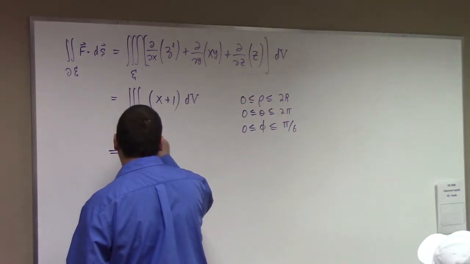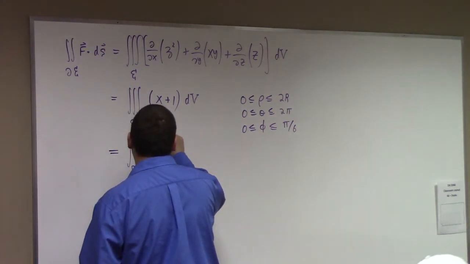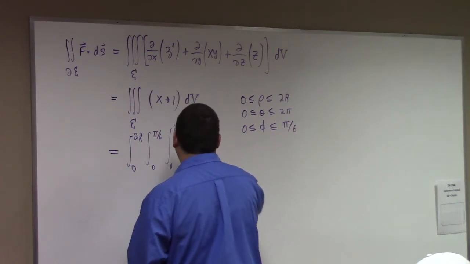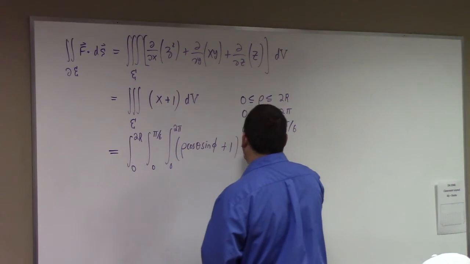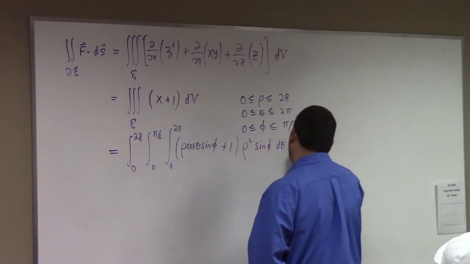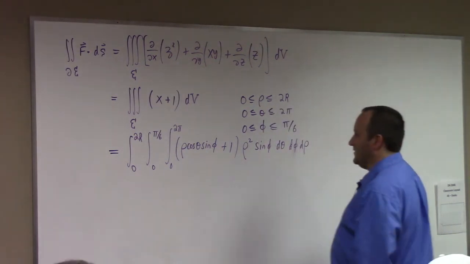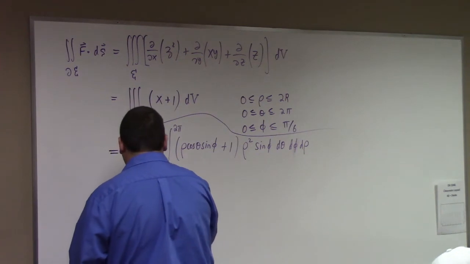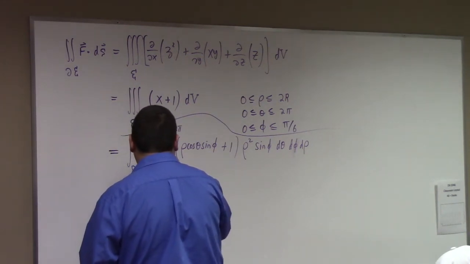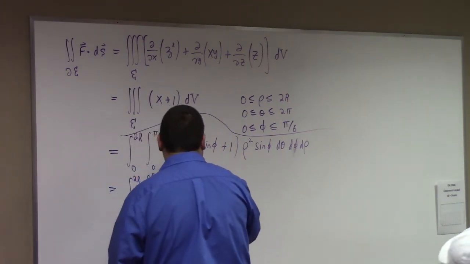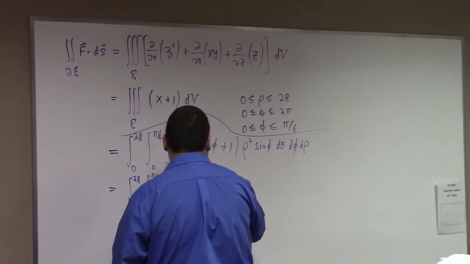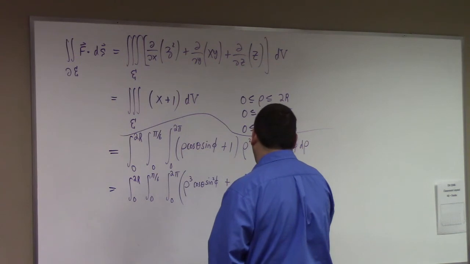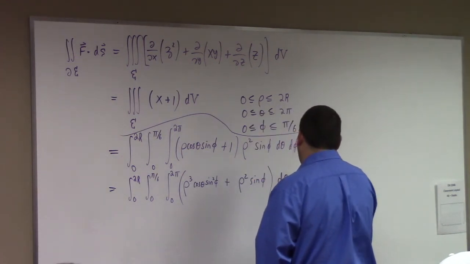0 to 2r, 0 to pi over 6, 0 to 2 pi. My x is rho cosine theta sine phi, plus 1. What's my dV? Rho squared sine phi d theta d phi d rho, given the order of integration that I have here. All right, let's clean that up a little bit. Integral from 0 to 2r, integral from 0 to pi over 6, integral from 0 to 2 pi. What do I got? I got myself a rho cubed cosine theta sine squared phi, which looks awful scary, plus rho squared sine phi, parentheses, d theta, d phi, d rho.